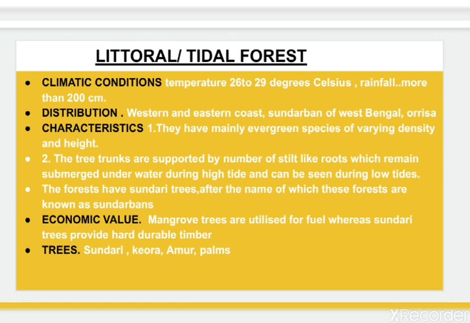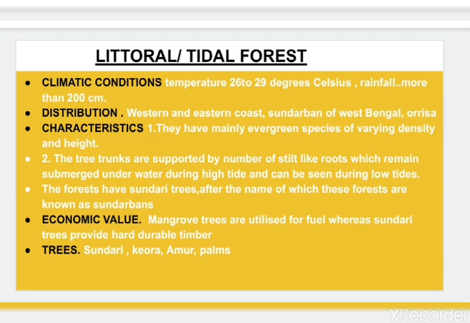Moving next, the littoral or tidal forest. First is climatic condition. Temperature should be 26 to 29 degrees Celsius. Rainfall should be more than 200 centimeter. Distribution, western and eastern coastal areas, Sundarban of West Bengal, then Orissa. These areas have littoral or tidal forest.